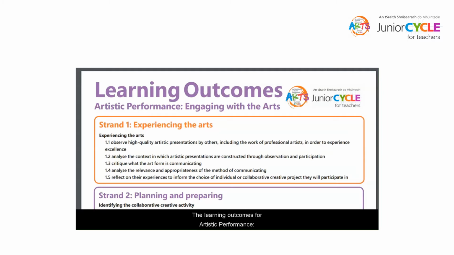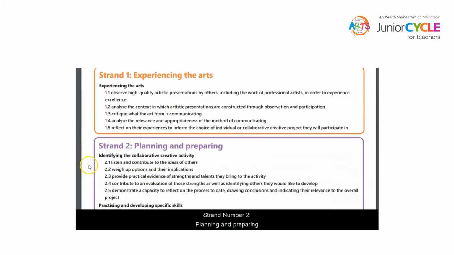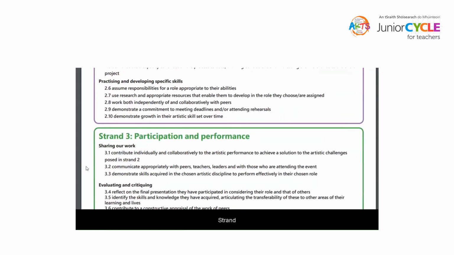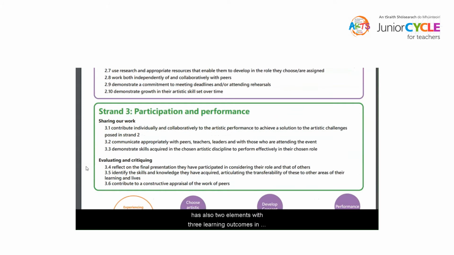The learning outcomes for artistic performance engaging with the arts are divided into 3 strands. Strand number 1 is experiencing the arts. Within this strand, there are 5 learning outcomes. Strand number 2, planning and preparing, has 10 learning outcomes, divided between 2 elements, identifying the collaborative creative activity and practicing and developing specific skills. Strand 3 has also 2 elements, with 3 learning outcomes in each, sharing our work and evaluating and critiquing. All 3 strands are interrelated.